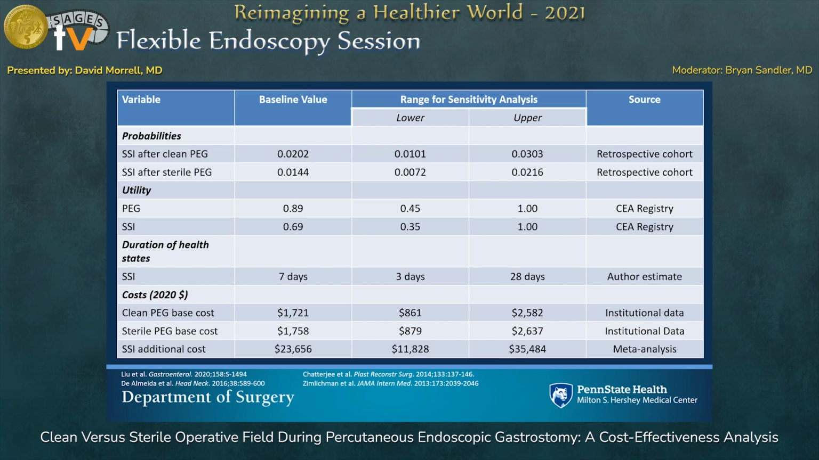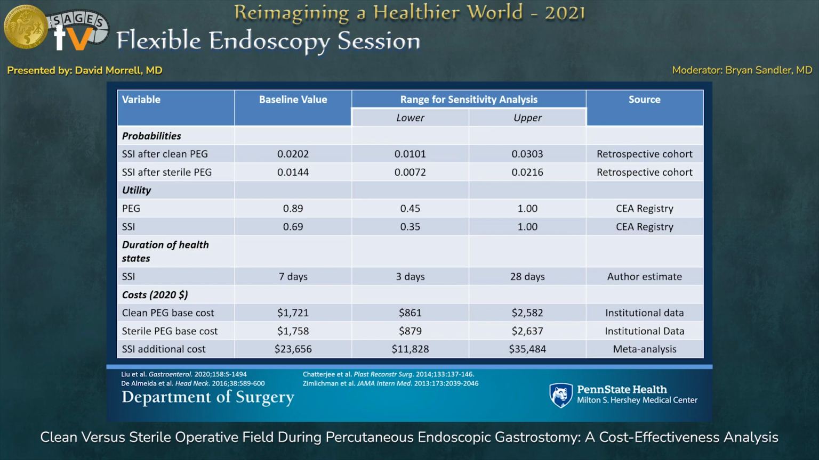As far as the cost data, we obtained that from our institutional database of patients undergoing these procedures and found that a clean PEG cost approximately $1,700 from the perspective of the healthcare system. We had difficulty with the sterile PEG, given that our providers that predominantly do these procedures also do tracheostomies at the same time as the sterile PEG. So we had to extrapolate the costs of the sterile PEG based off of supply cost for our facility. Finally, the additional cost incurred from when a patient sustains a surgical site infection was obtained from the literature in a previously published meta-analysis.